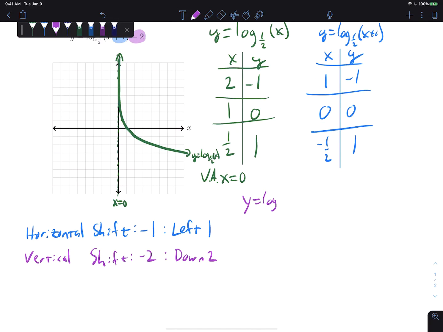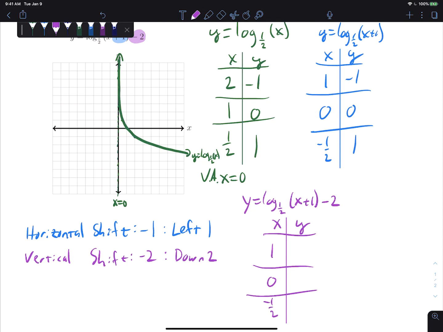Y equals log base 1/2 of x plus 1 minus 2 at the end. And we're going to go back to the blue function to look at these. So the x's are going to stay the same here because we're moving down 2 units. So we're going to repeat the 1, 0, and -1/2. And the y's are going to have each one subtracted by 2. So -1 minus 2 is -3, 0 minus 2 is -2, and 1 minus 2 is -1.